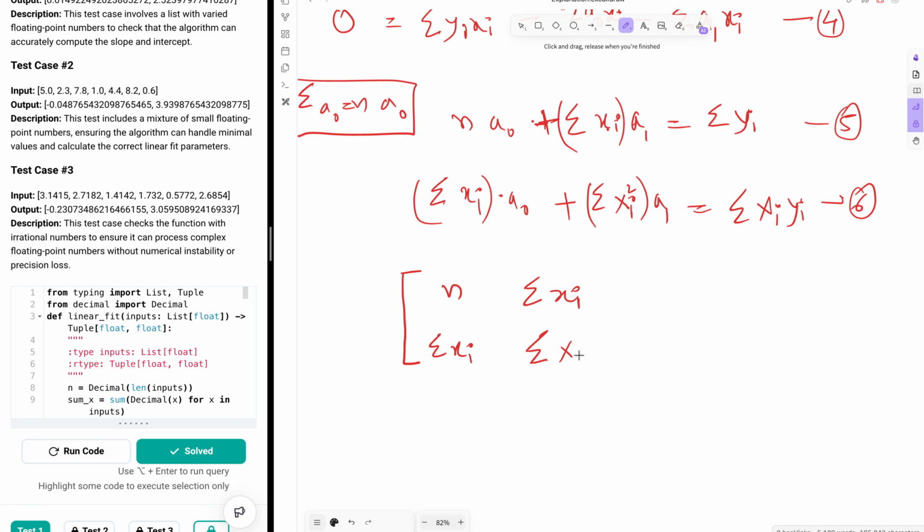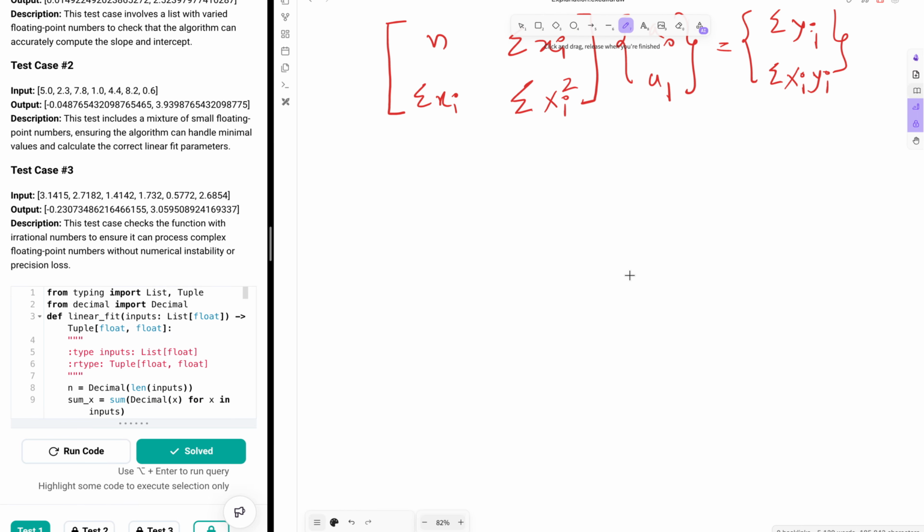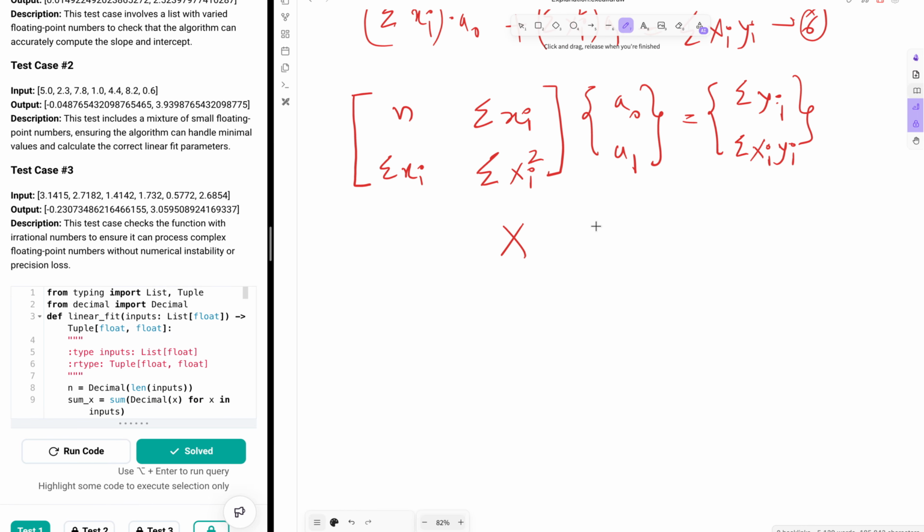Summation of xi square, and we multiply this with a naught, a1 to get the values of summation of yi and summation of xi yi. So if you see, this is nothing but a system of linear equations like this: x into a is equal to y, and all we need to do is multiply with the inverse of x to get the values. So a is equal to x inverse y.